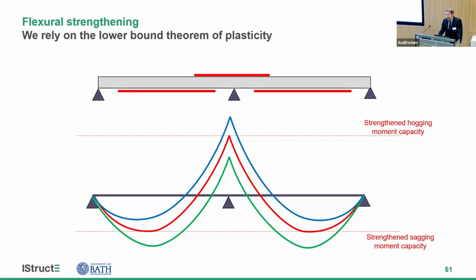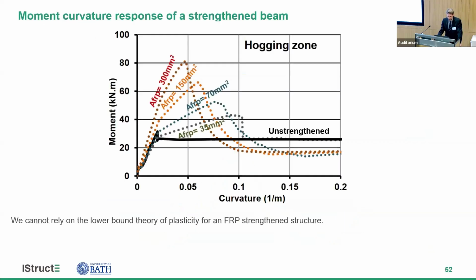But can we do that when we've got an FRP strengthened structure? That's the question we sort of were asking ourselves. And the problem is when we start adding FRP, our moment curvature relationships are no longer a nice ductile relationship. The more FRP you put on, the less ductile it becomes.